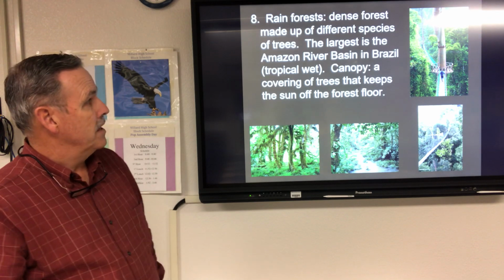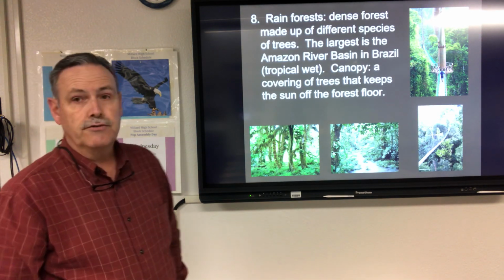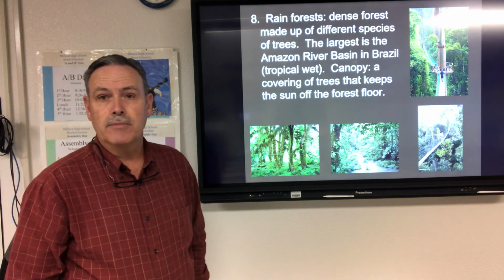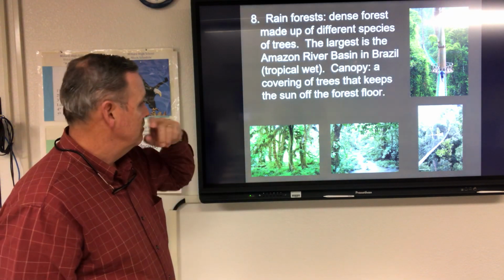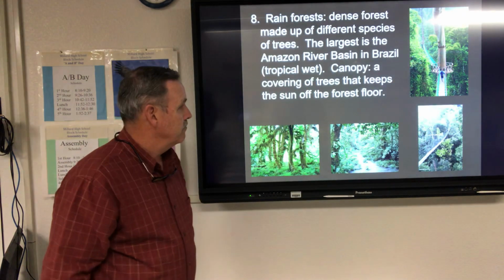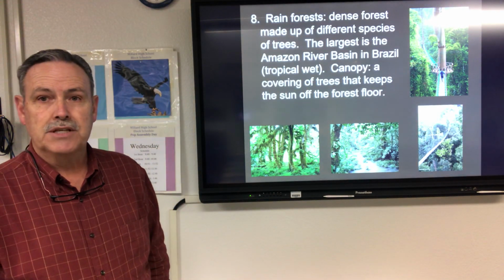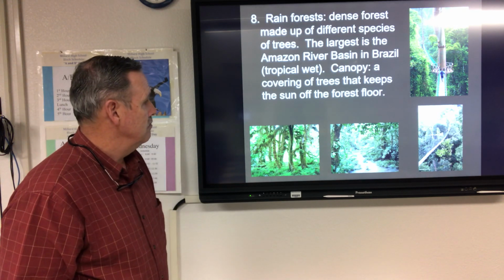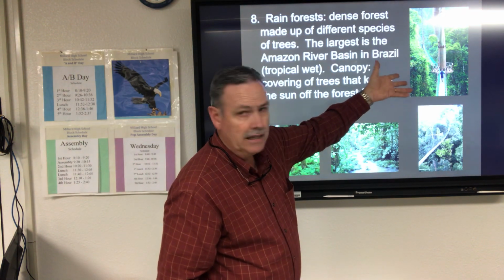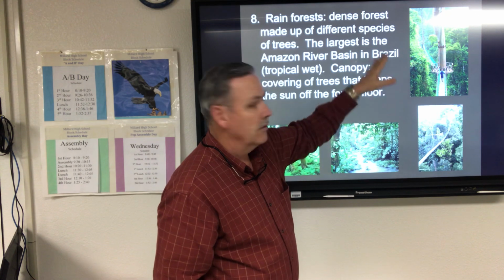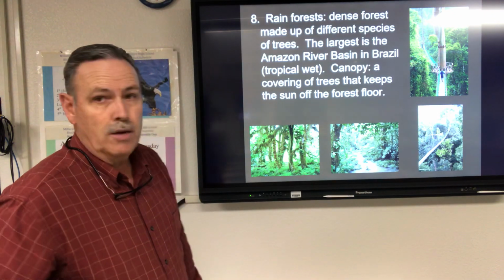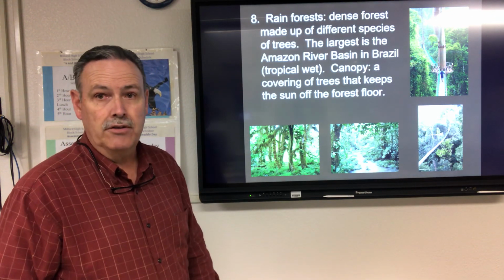Rainforest, dense forest made up of different species of trees. The largest, of course, is the Amazon River Basin in Brazil. It is a tropical wet climate. They also have canopies. You can kind of see one here and in that picture there. So a canopy is a covering of trees that keeps the sun off the forest floor. And there's places where you can walk. It's supposed to look like a tree, but I think it's just a metal tower that they built. Anyway, you can walk around through there and see the canopy and those large trees and the tropical rainforest, which you can't always do down on the ground.